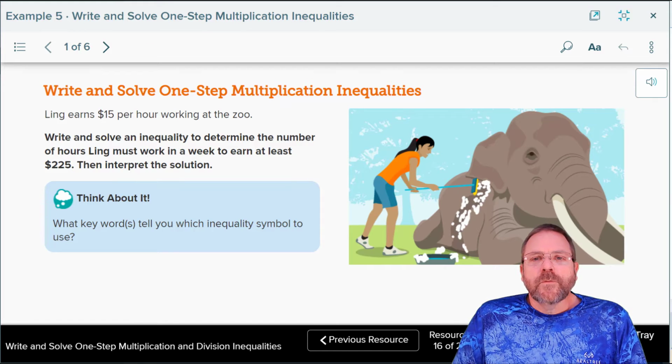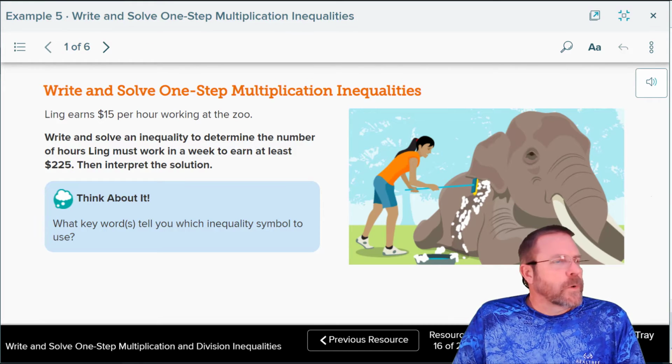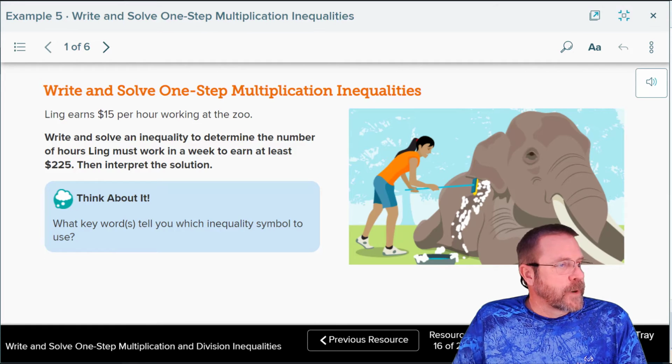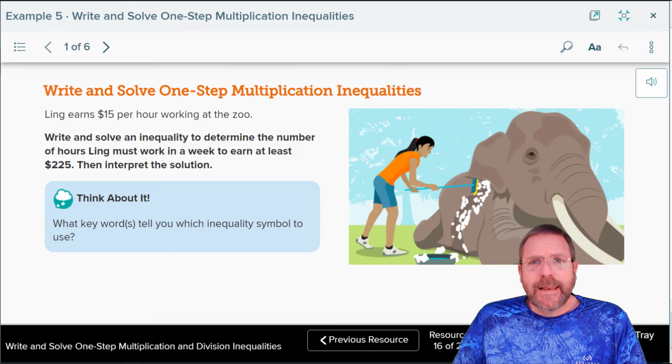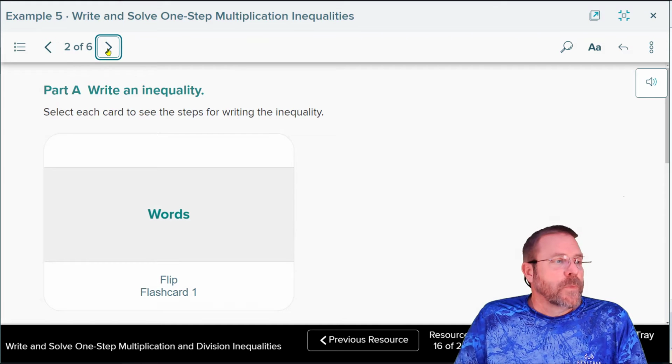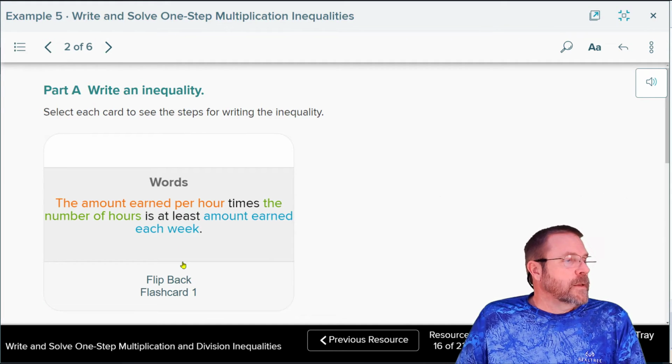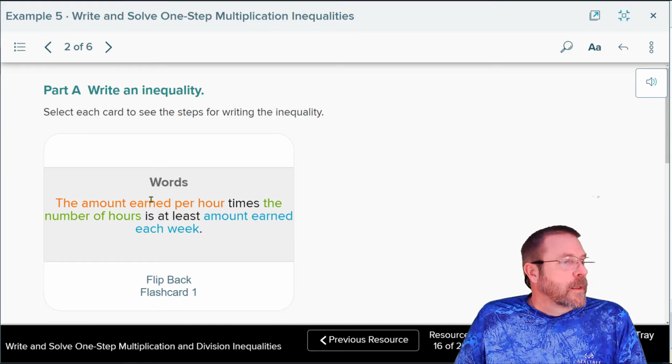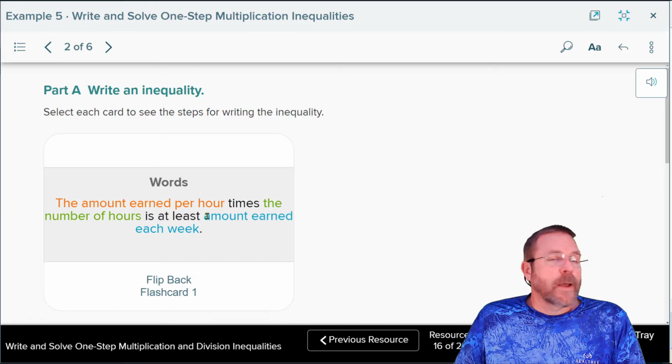Now, example 5 involves word problems with an elephant wash going on here. Ling earns $15 an hour working at the zoo. Write and solve an inequality to determine the number of hours Ling must work in a week to earn at least, that means she can earn greater than or equal to $225. Then interpret the solution. So, think about what it's asking us to do. First thing in words, we need to say that the total amount earned, per hour times the total number of hours worked, has to be at least, that means greater than or equal to, the amount earned each week.